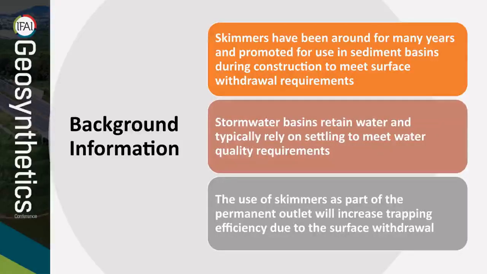This presentation is on a technical paper for use of geotextile filtration fabric with skimmers for stormwater quality. So, a little background information. Skimmers have been around for many years and promoted for use in sediment basins during construction to meet surface withdrawal requirements. Stormwater basins retain water and typically rely on settling to meet water quality requirements for post-construction. The use of skimmers as part of the permanent outlet will increase trapping efficiency due to the surface withdrawal.